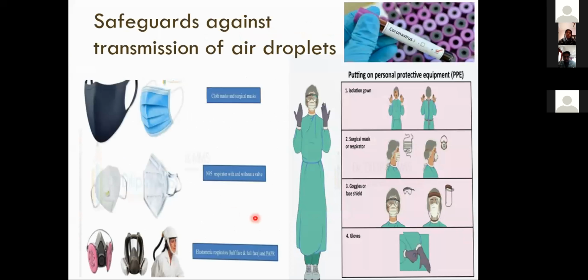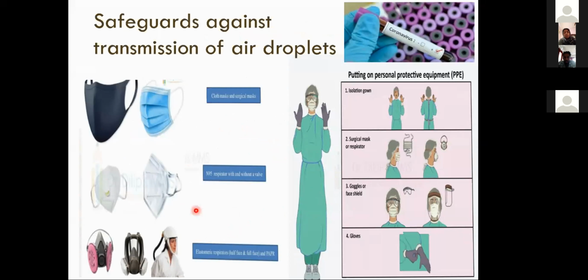Safeguards against transmission of air droplets. As the COVID-19 pandemic is causing havoc around the globe, prevention of spread is necessary. Safety measures include respiratory protection and PPE. Respirators and masks should be used resourcefully, with special consideration for healthcare. Cloth face coverings, surgical masks, and N95 masks are effective.